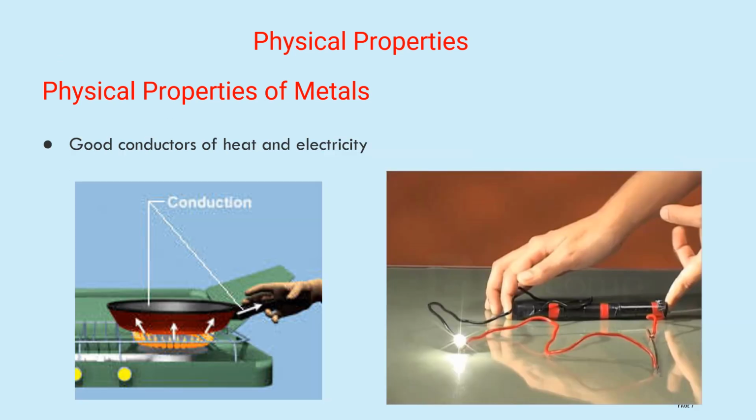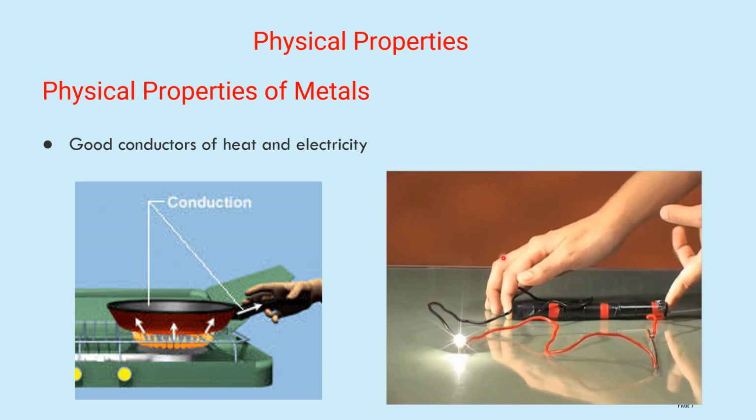Next, metals are good conductors of heat and electricity. Consider this example. Here this pan is made up of a metal. When you heat this pan, it gets heated up, and with the help of this pan you can cook the food. Therefore, almost all the metals are good conductors of heat. Then take any one example of a metal and connect its two ends with the help of a wire to a bulb. When you switch on the electricity, you can observe the bulb glow. This indicates that almost all the metals conduct electricity.